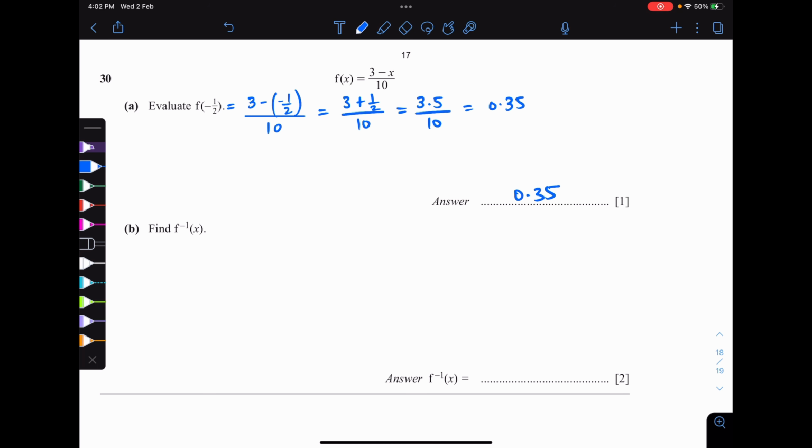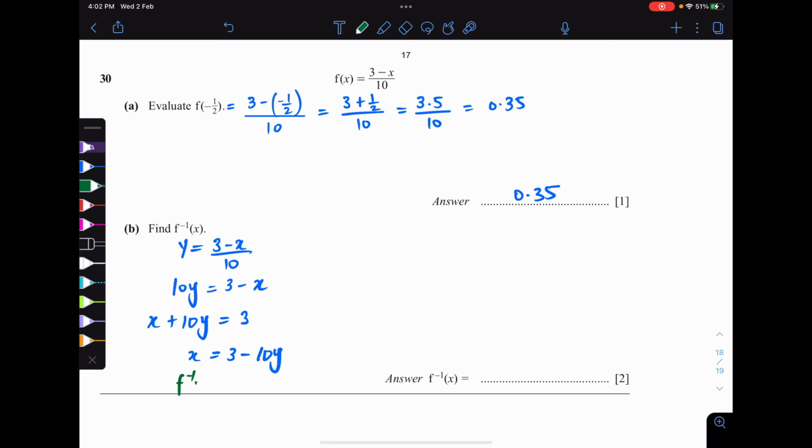Now, for the next part, it's asking us for an inverse. So I'm going to put y is equal to (3 minus x) over 10. 10y is equal to 3 minus x. Now, if I'm trying to make x the subject, I must send it to the other side to make it positive first. x plus 10y is equal to 3, and x is equal to 3 minus 10y. Now, for the final substitution, f inverse of x is equal to 3 minus 10x. So this is 3 minus 10x.